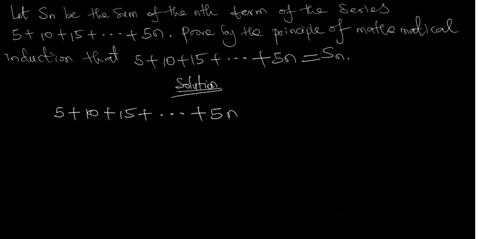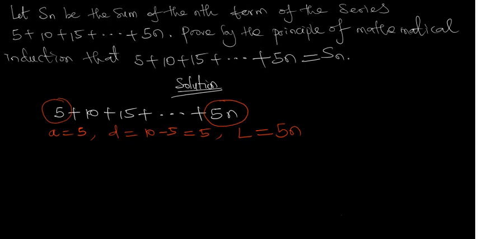That is, the first term is 5, obviously. The common difference is 10 minus 5, and that is 5. And the last term is 5n. So this is the last term, this is the first term, and the common difference is also 5.